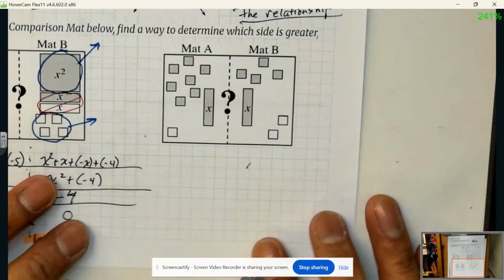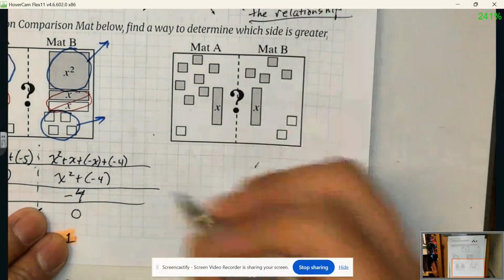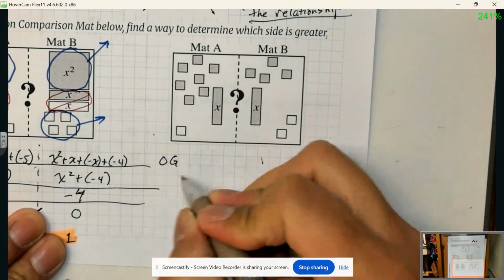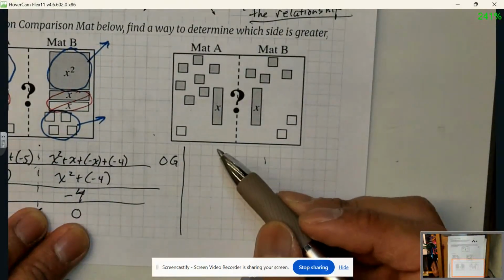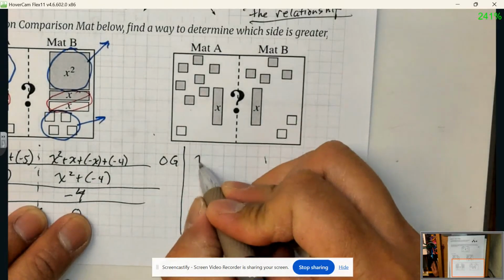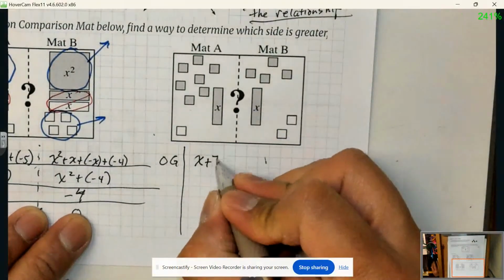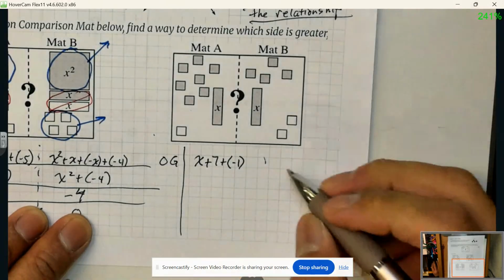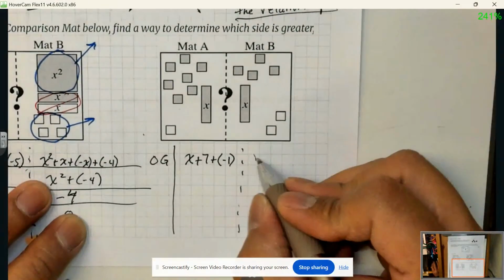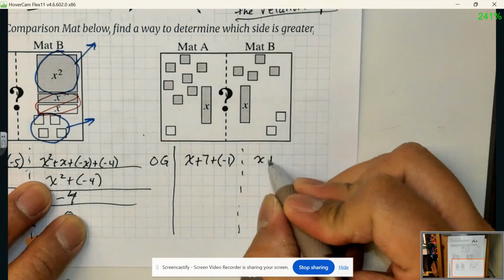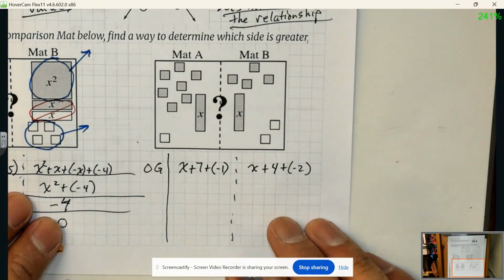Same process. All right, so we're starting with our original expression. Our original expression is x plus 7 plus -1, and then mat B, we have x plus 4 plus -2. All right, and then just go through our steps.